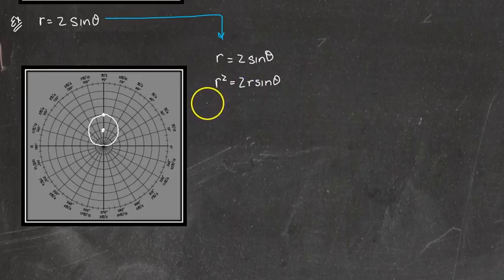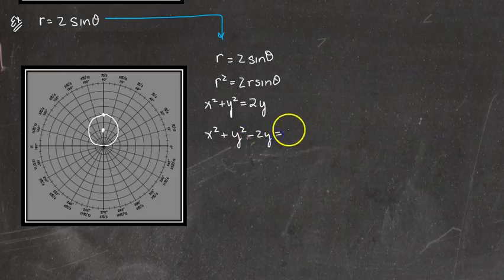Not only can I get my x's and y's, x squared plus y squared equals 2 times r sine theta, which is y. Unfortunately, this doesn't get me very close to something familiar for graphing a circle. So I'm going to subtract 2y from both sides. X squared plus y squared minus 2y equals 0. Still doesn't look very good to me, but little trick. I'm going to complete the square there.